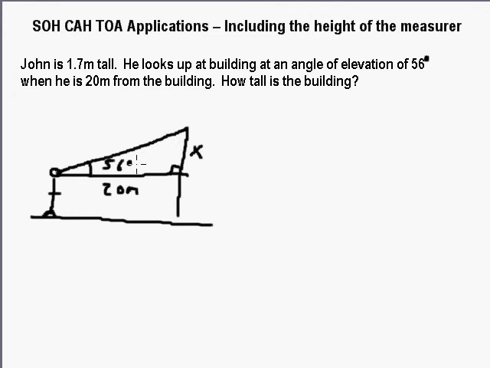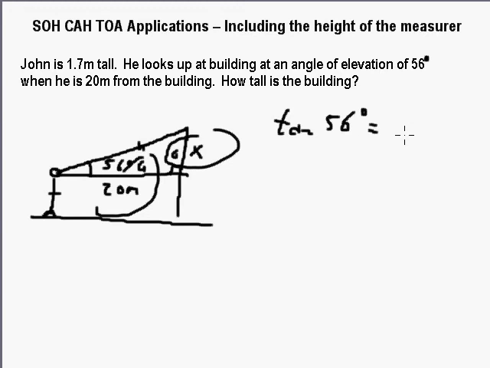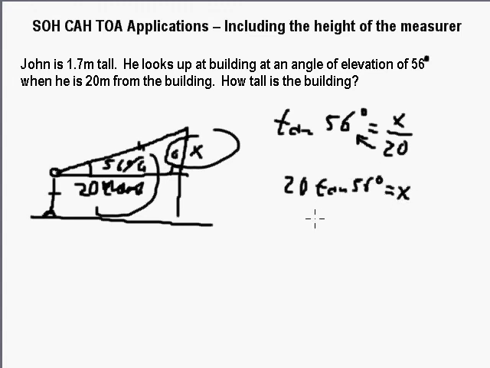Okay, first of all, let's solve this. Labeling from there, we label with O and H and A. We're going to use A, we're going to use O. So we have TOA, tan of 56 degrees equals x over 20 meters. Multiply that up and you get 20 tan 56 degrees equals x, and punch that through your calculator, and 29.65 equals x. Okay, that's x.